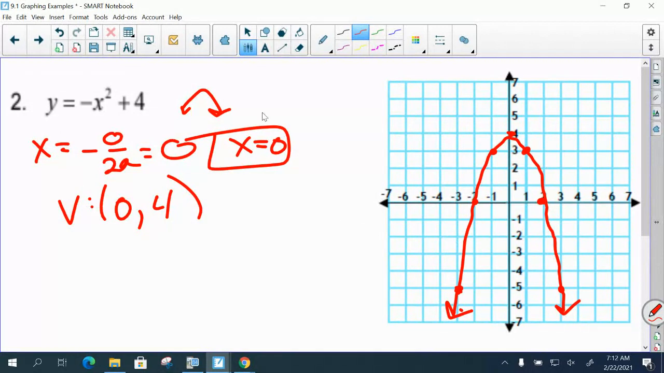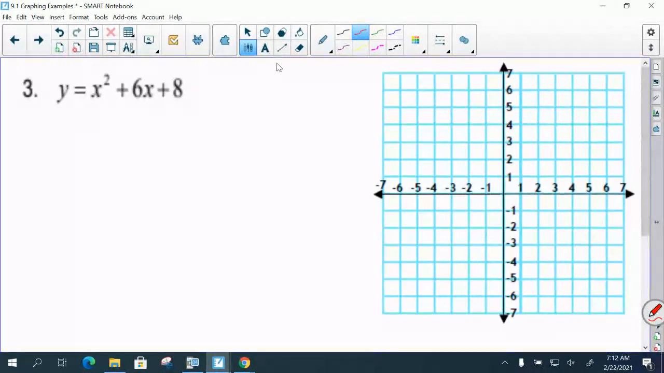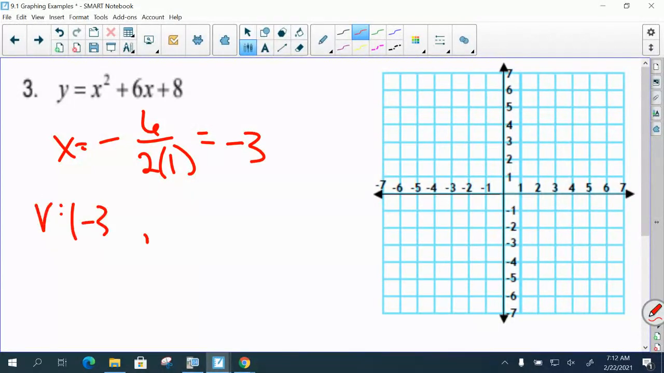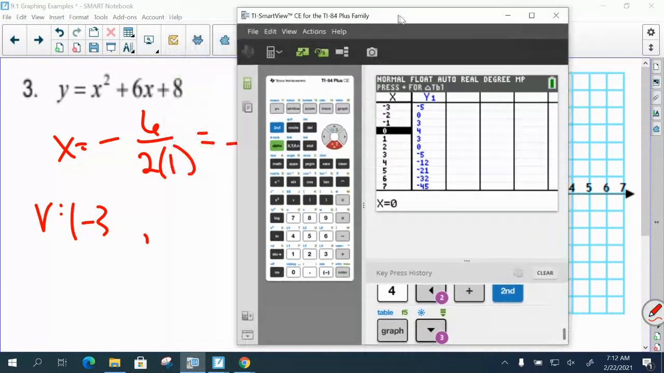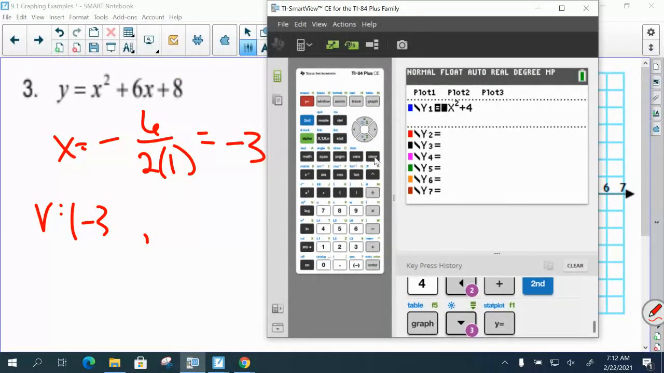Okie doke. Let's do a few more complicated ones. How about this one? x equals negative b over 2a, so negative 6 over 2 times a, which is 1. This simplifies to negative 6 over 2, which is negative 3. So my vertex point is at negative 3. At this point, I'm going to type this into my y equals. I'm just going to use my table to figure out the y coordinate instead of plugging in negative 3 by hand. So x squared plus 6x plus 8, and then do second table.